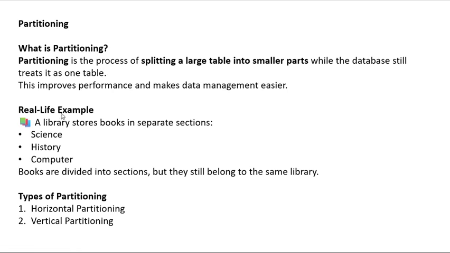A real life example: a library stores books in separate sections such as history, science, and computers. The books are divided into sections, but they still belong to the same library. And the types of partitioning: the first is horizontal and the second is vertical.